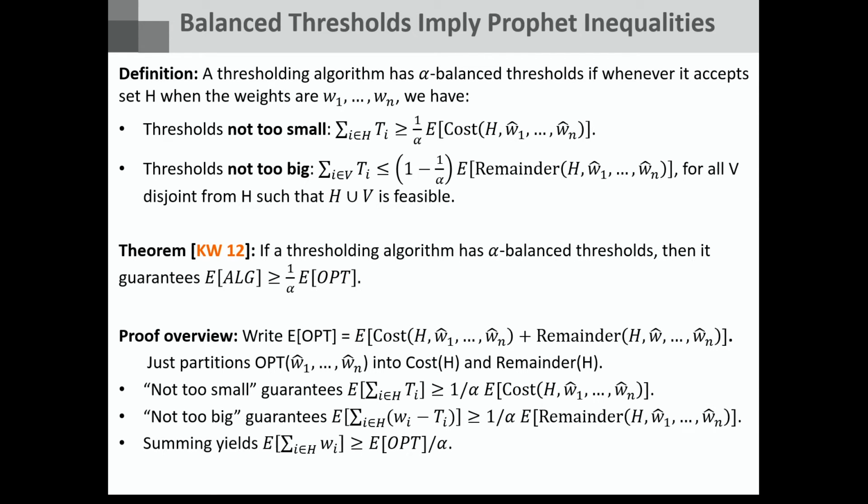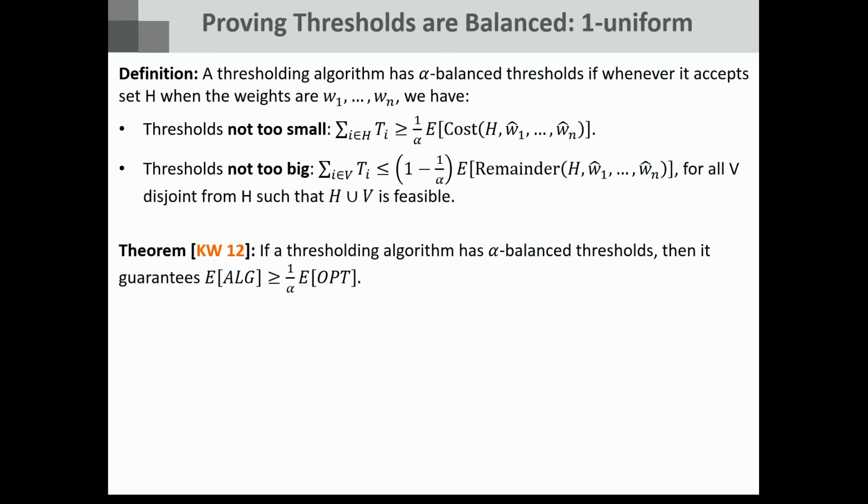Now it takes a little bit of work to see this. There's no way you can get this just by reading the not too big guarantee, but it turns out that the not too big also guarantees that the expected surplus, wi minus ti, for the elements we accept, gets at least a 1/alpha fraction of the remainder. And when you sum both of these together, it directly tells you that the expected sum of weights gets you the expected opt over alpha. So this proves that coming up with balanced thresholds is useful. Now let's see if we can come up with some.